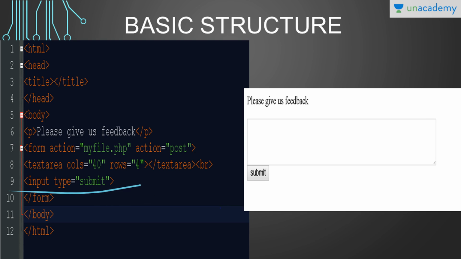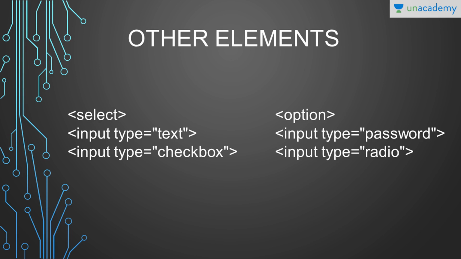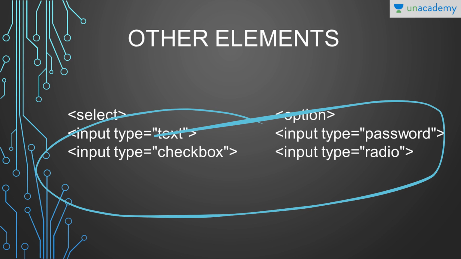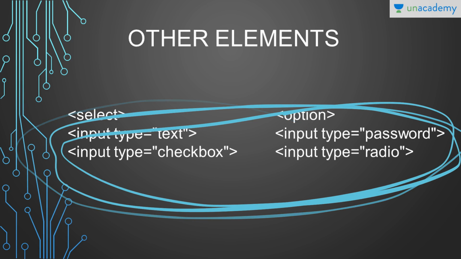And for the submit button you will simply write input type submit. In this way we can use the form. This is the basic structure of a form. Here you can see there are some other elements that we are going to look at too. One is select, the second is option, and the other input types. All the input types have different properties.